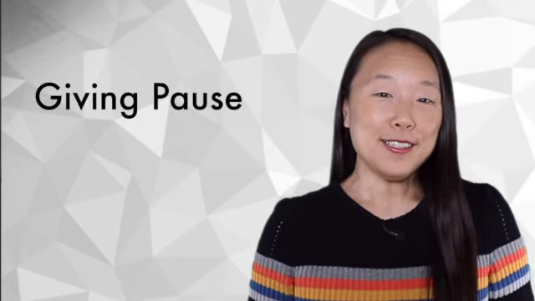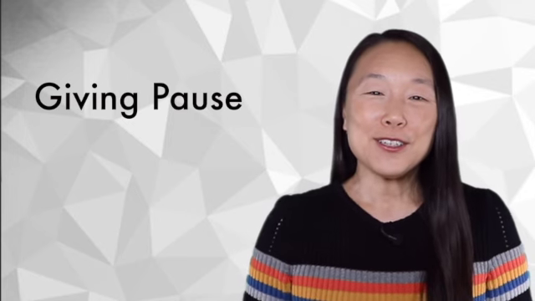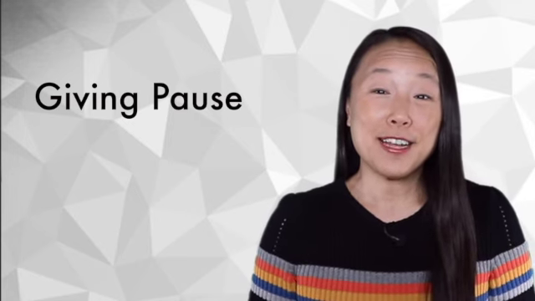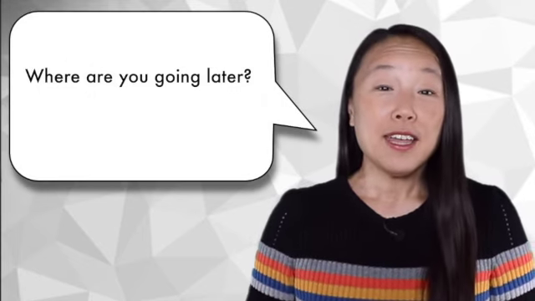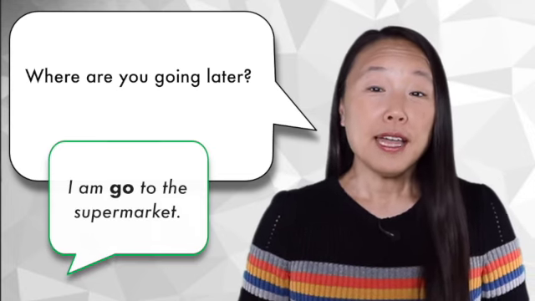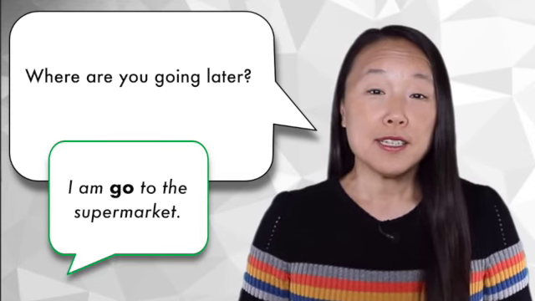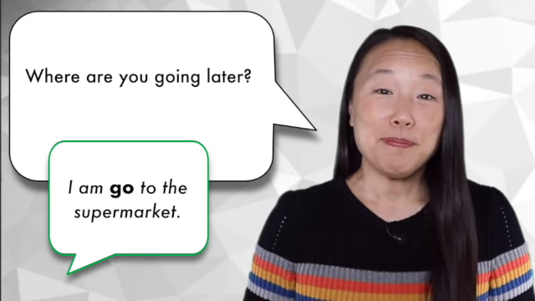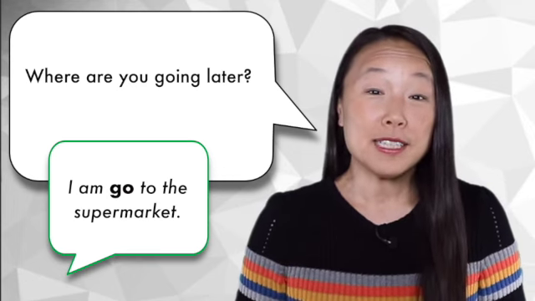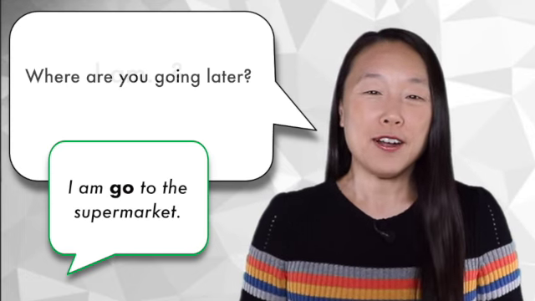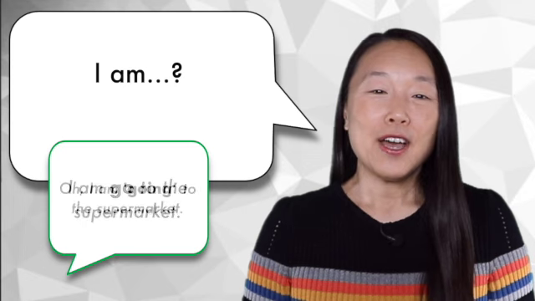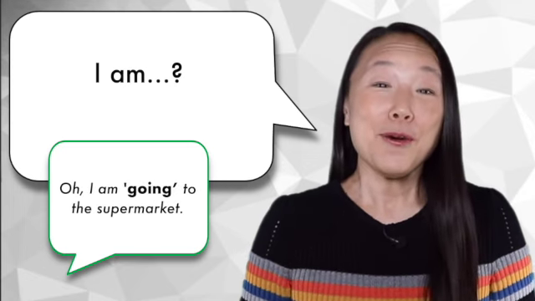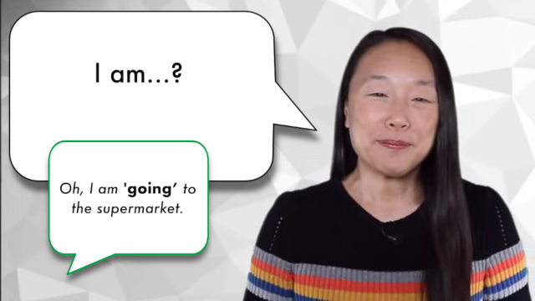Giving a pause is a strategy that allows learners a chance to self-correct their errors. For example, the teacher asks, "Where are you going later?" And the student answers, "I am go to the supermarket." Then the teacher repeats the student's initial utterance and pauses right before the error. "I am..." then the student may say, "Oh, I am going to the supermarket."